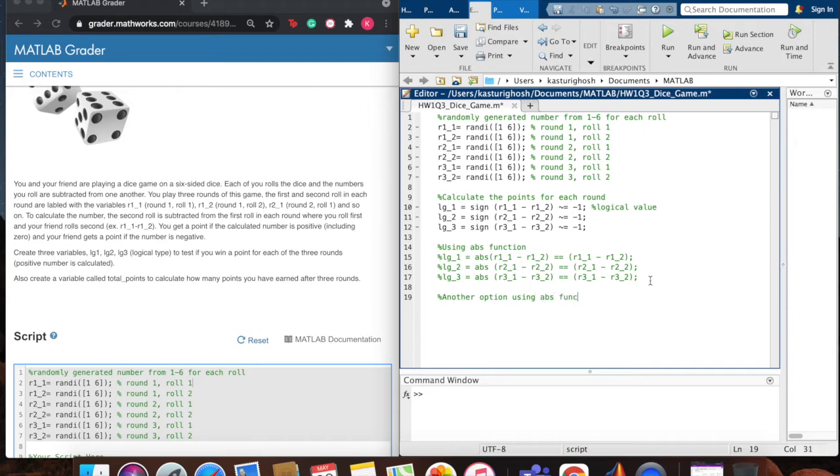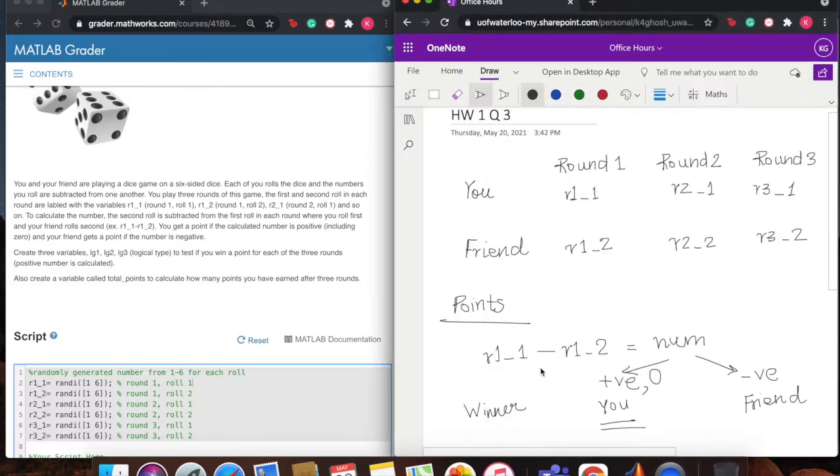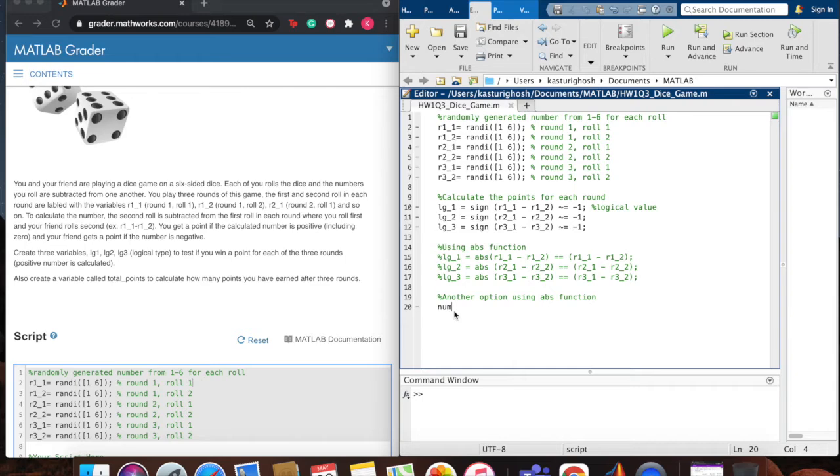All right. Another way to write this same expression in a slightly clearer way with the ABS function would be to say val or num. Let's say num. Num is my answer for R1 minus R2. So I would say num1 equals, this is the num for round 1, okay? So R1 1 minus R1 2.